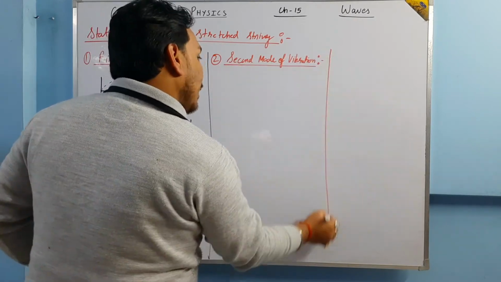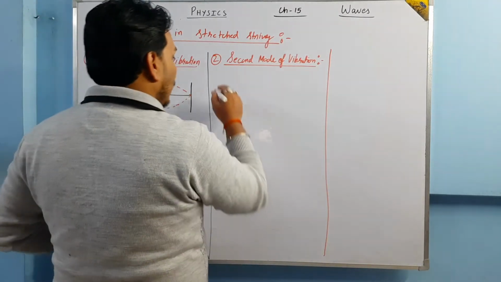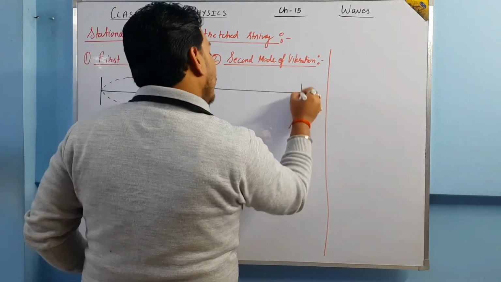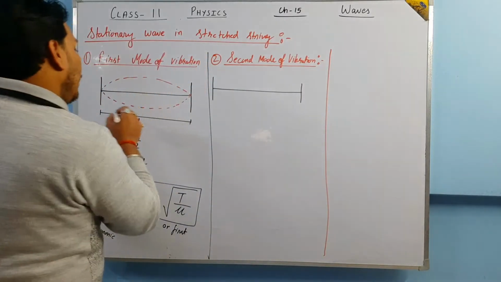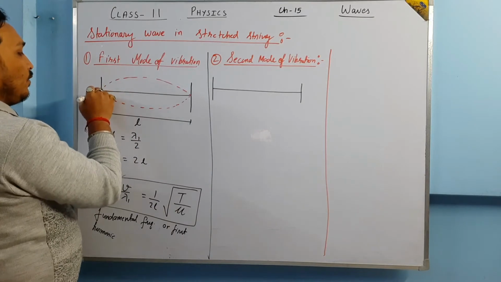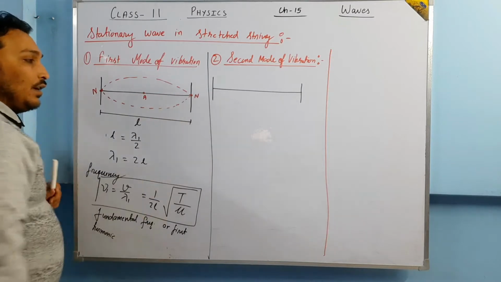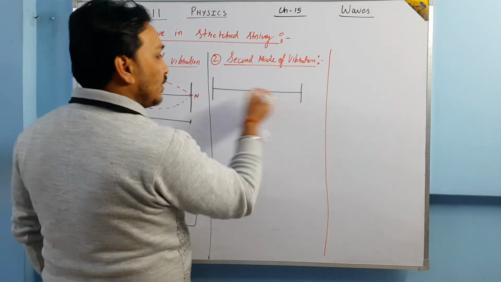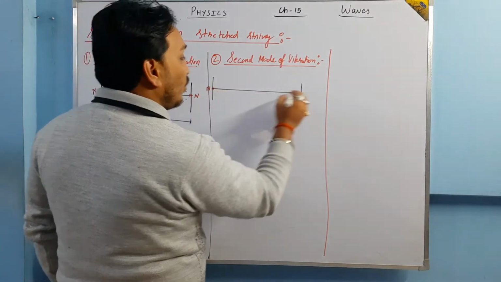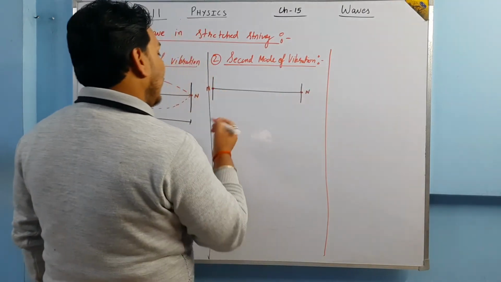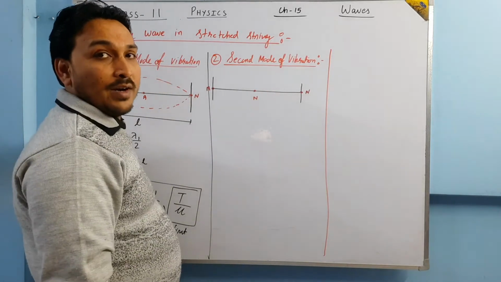When we discuss the second mode of vibration, say this is a string of length L. Now what is the second mode of vibration? Earlier in the first mode of vibration, one node is formed here, one node is formed here, and this point is an antinode. Since that is the rigid boundary, one node will be formed over here and one node over here, that is fixed. Now in the second mode of vibration, one more node is formed in the middle.